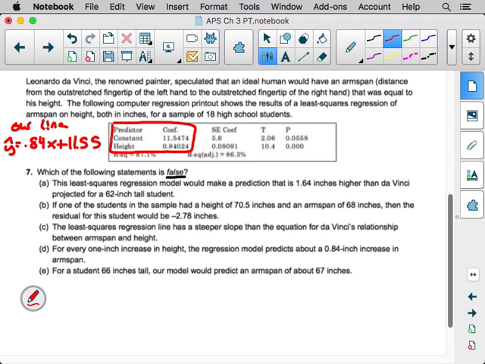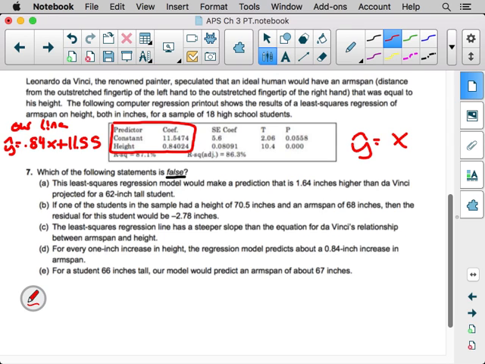Now, Da Vinci said that he thinks that the arm span should equal the height. What would Da Vinci's line look like? What would it look like for the arm span to be the same as the height? What would he be using as his line? X, right? Wouldn't Da Vinci say that those two things should be the same? So his predictions would be based off of that equation. Just the height should equal the arm span. Okay?